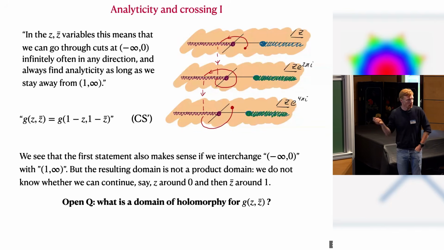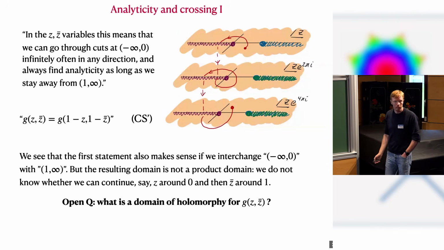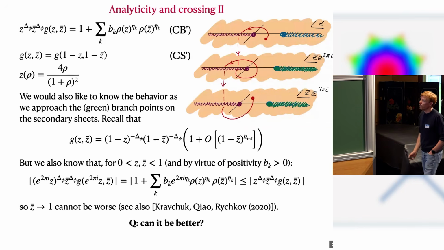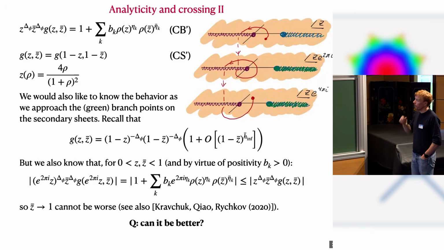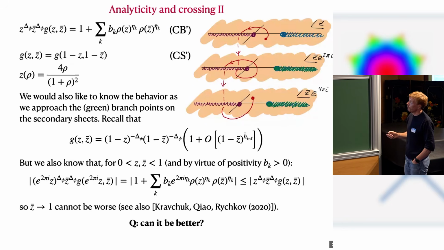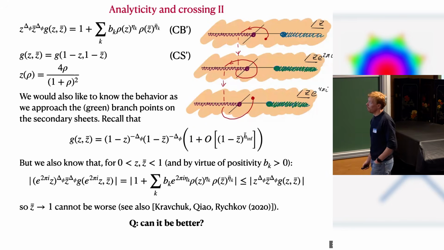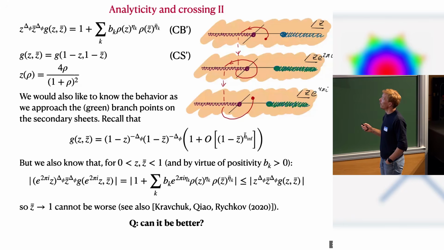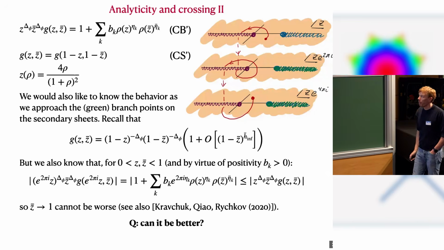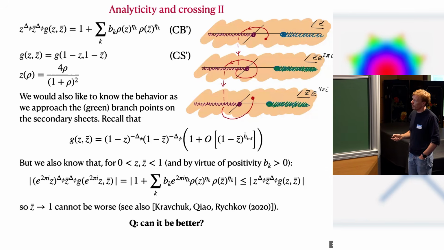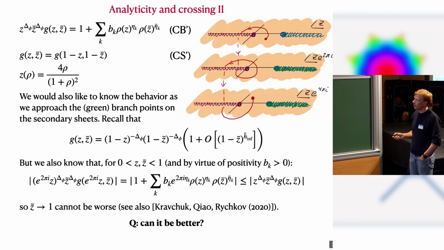I'll mention one application where knowing this would be useful. This is related to Slava's comment. So here again, some summary of what we know so far: CB prime, CS prime. Another thing that would be interesting to know is what happens if you go onto a second sheet and then approach the branch point or the branch cut again. So we know on the first sheet, I already told you, as z bar goes to 1, things look like this.